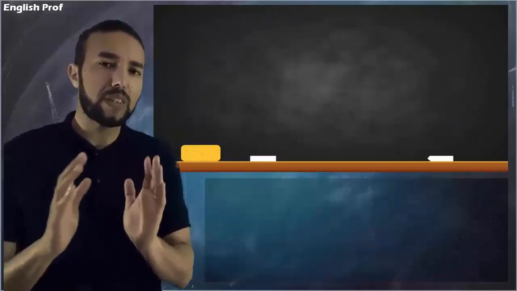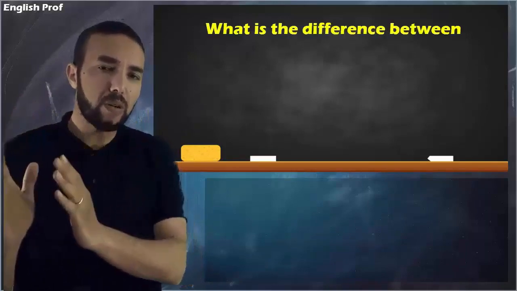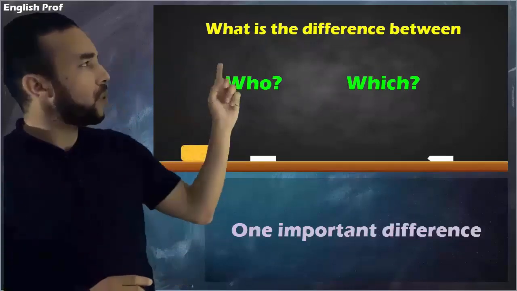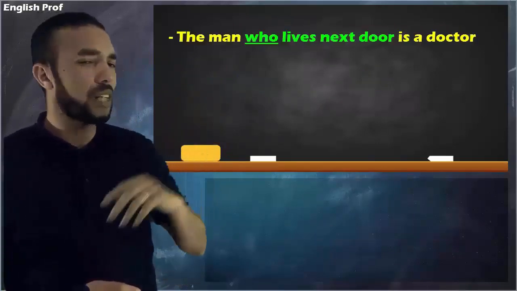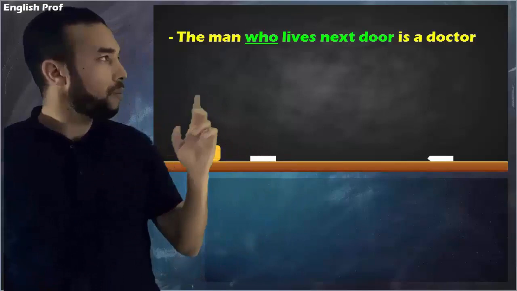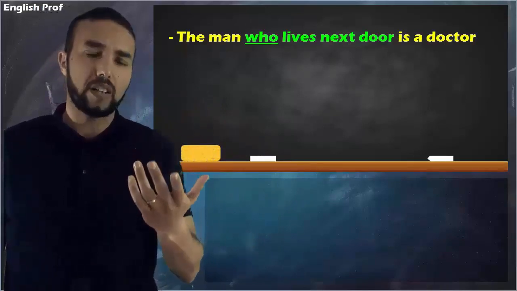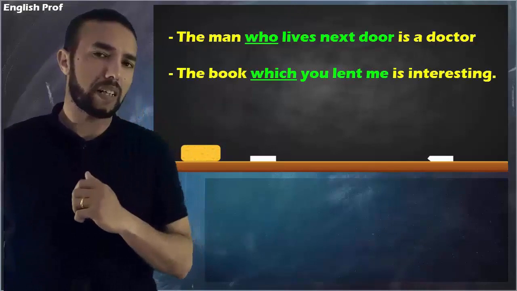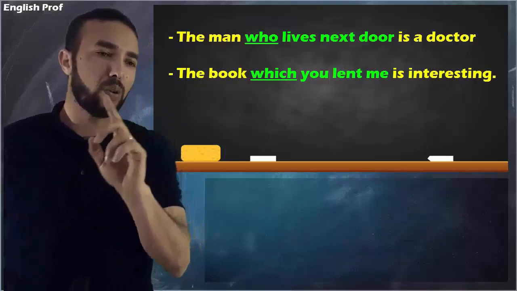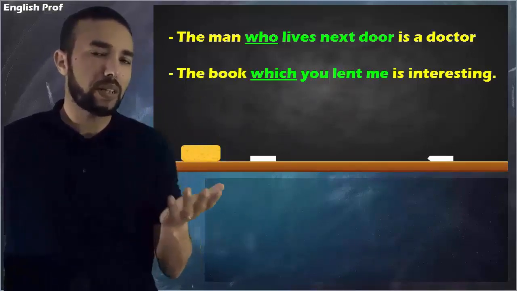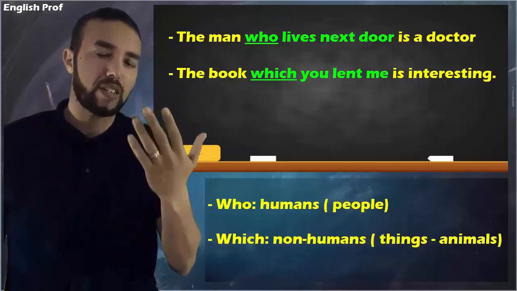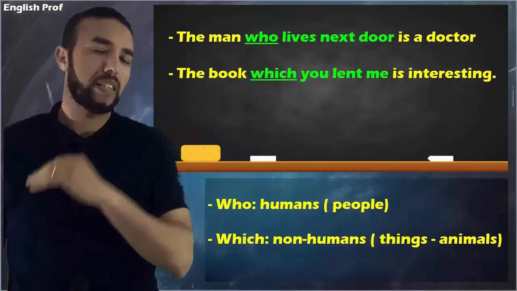Who and which are used in the same way. But there is one difference. Let's take one example of each. For example, the man who lives next door is a doctor. What about which? Let's say, for example, the book which you lent me last time is very interesting. Why is it necessary to use who, not which, or the opposite? So what's your conclusion? Who goes for humans and which goes for non-humans.